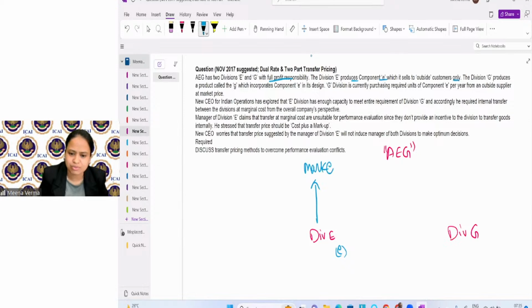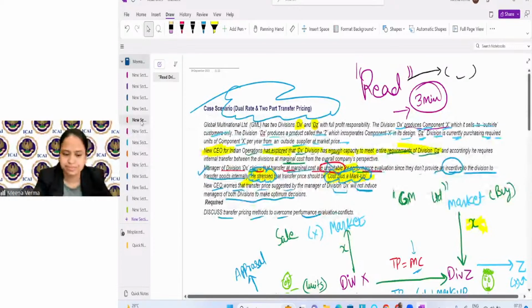I think this is the same question. Let's leave it. You can see it is completely the same question, right? Division G produces a product called G, which incorporates component E. G is currently purchasing its requirement of E from an outside supplier. It is completely the same question as we have done here. Okay, so I'm leaving this question.